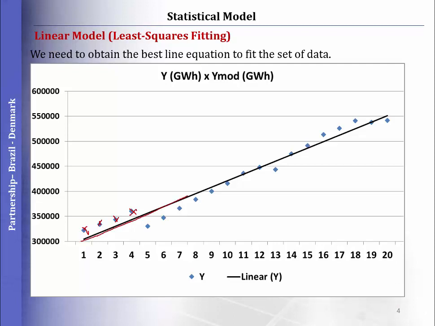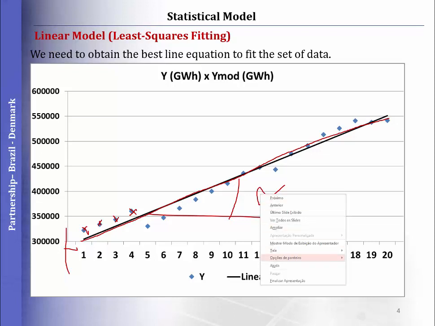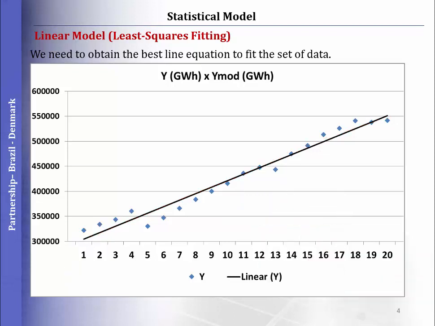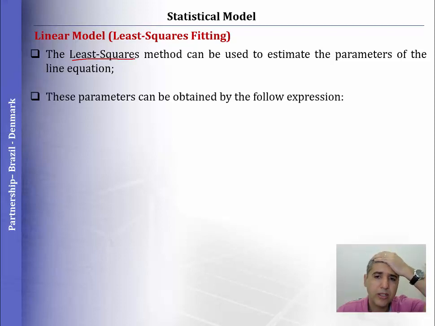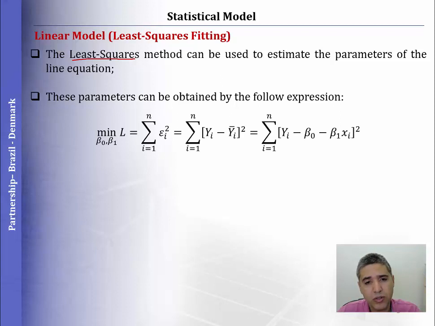So the objective of this class is to try to obtain, this is the set of data, and we want to obtain this line, which is the best line to approximate the set of data related with the energy consumption. And basically, to obtain this line, we need the intercept and the slope. And for this class, we will compute both parameters, and to do that we will use the least square method, and the parameters will be obtained as follows.